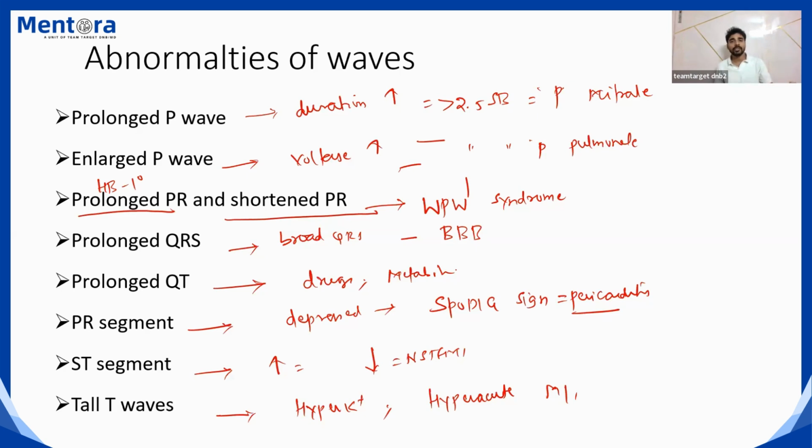Then you see the rhythm. If a P wave is there, it's sinus rhythm, and if the same number of large boxes is present between two R waves, it's regular. If different numbers of large boxes are present between two R waves, it is irregular. That is done.